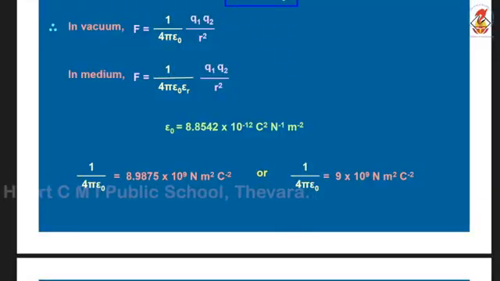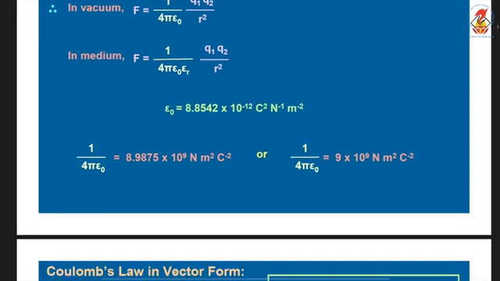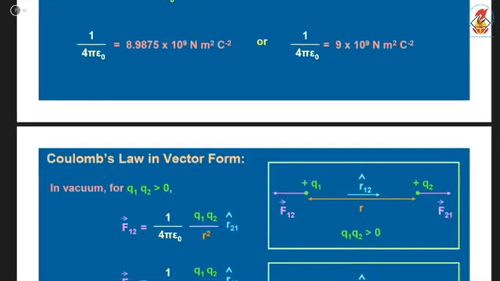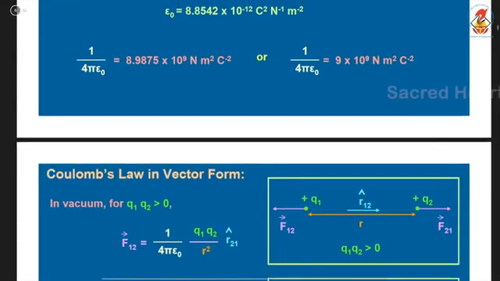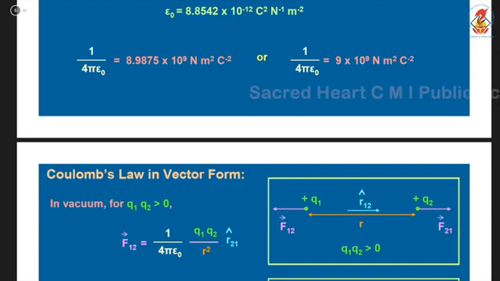The value of epsilon 0 is 8.85 into 10 raised to minus 12 Coulomb square Newton raised to minus 1 meter raised to minus 2. So, when we substitute that value of epsilon 0 in 1 by 4 pi epsilon 0, you will get the answer as 1 by 4 pi epsilon 0 equal to 9 into 10 raised to 9 Newton meter square per Coulomb square.